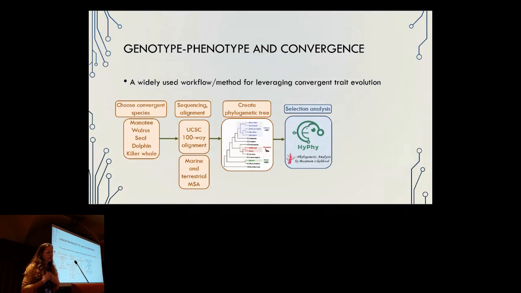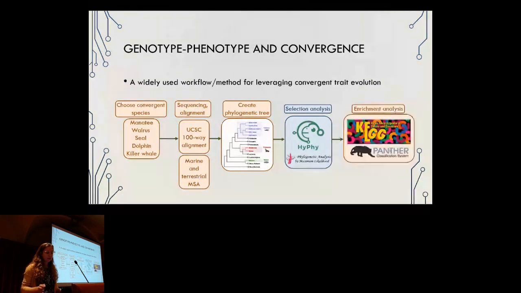I'm a part of the HyPhy lab. That's Hypothesis testing using Phylogenies. I'll be talking about ways that we can improve this step, but another commonly used method is PAML, which stands for Phylogenetic Analysis by Maximum Likelihood. After the selection analysis is run, it's common to perform an enrichment analysis. This may be done using a program such as KEGG or PANTHER to identify pathways or gene ontology terms of those adaptively evolving genes.